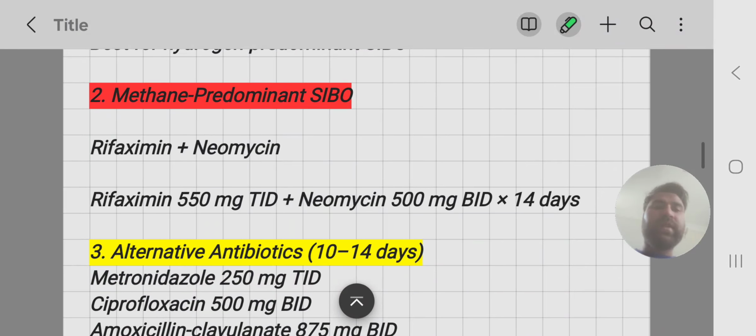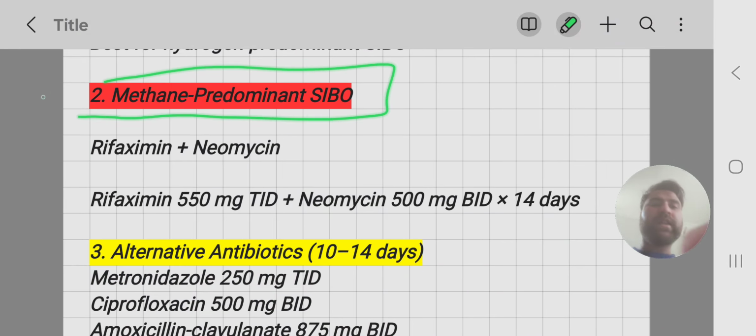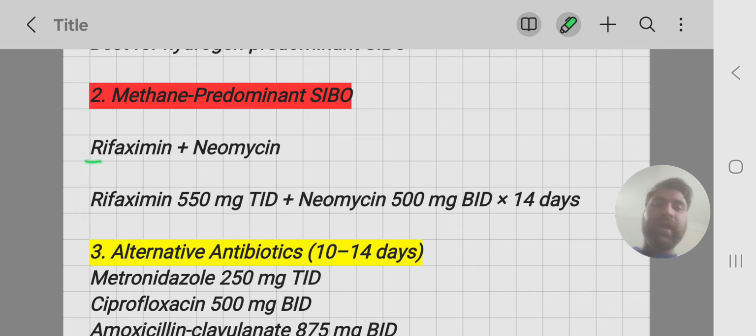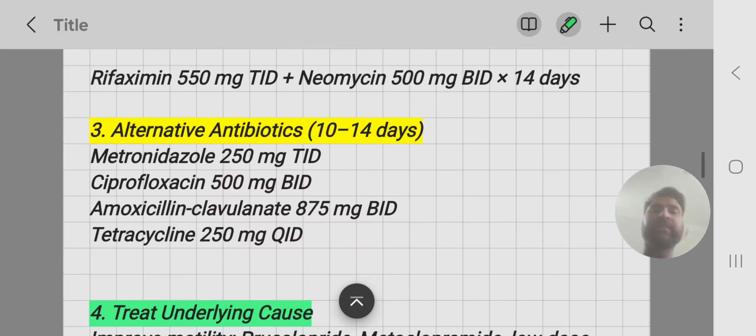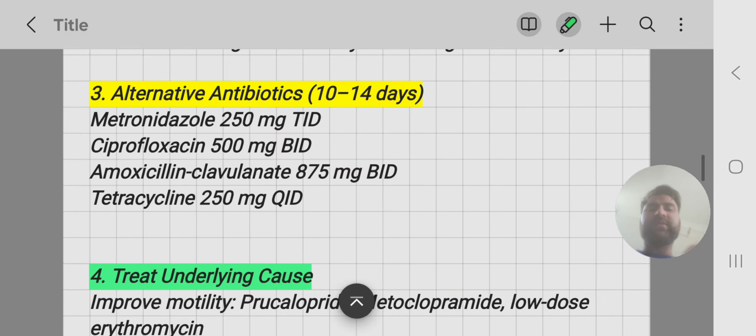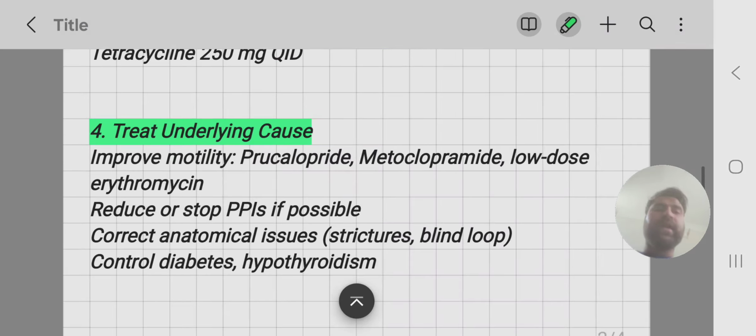Then for methane predominant small intestinal bacterial overgrowth, you should go for rifaximin plus neomycin. Rifaximin 550 mg TID plus neomycin can be used in combination for 2 weeks. Alternative agents can also be used like metronidazole, ciprofloxacin, co-amoxiclav, tetracycline, etc. And you should treat the underlying cause as I have told you.